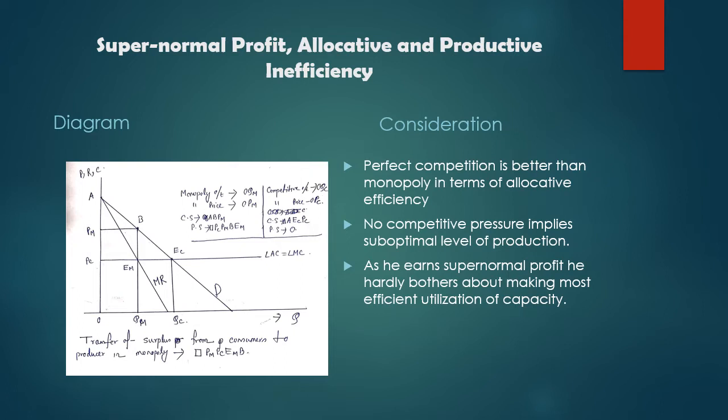But the area BEMEC, the area of this triangle, will represent the deadweight loss in the economy. That means for transformation from perfect competition to monopoly, there will be a loss of consumer surplus, which is represented by the area BEMEC, which is neither enjoyed by the consumers nor by the producer. So this is the deadweight loss of the economy, or the deadweight loss of monopoly here.